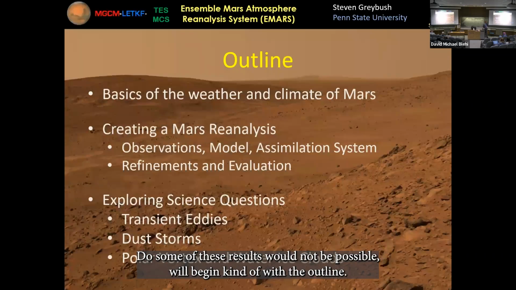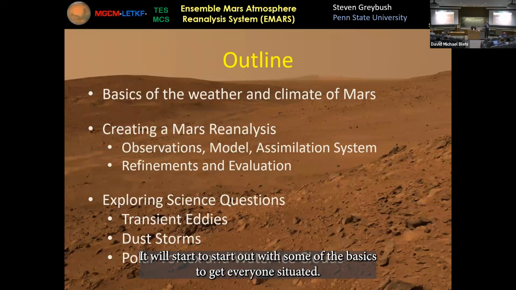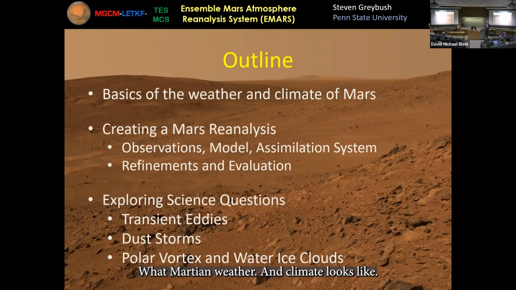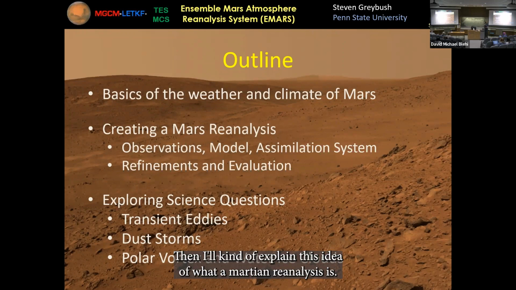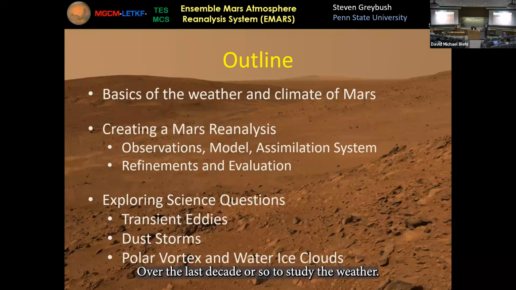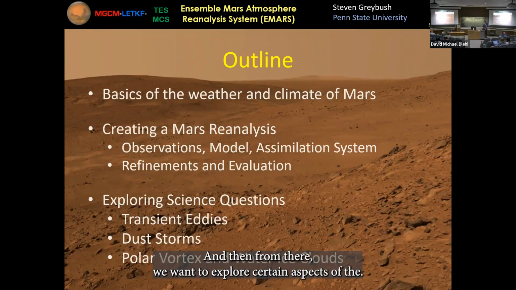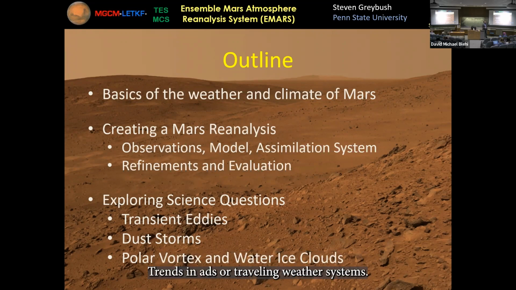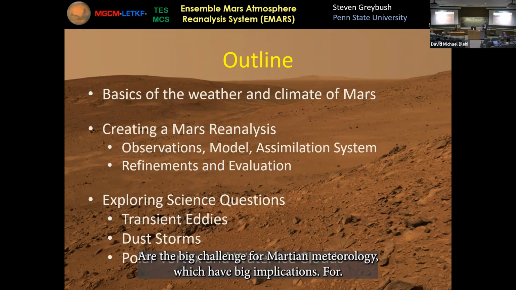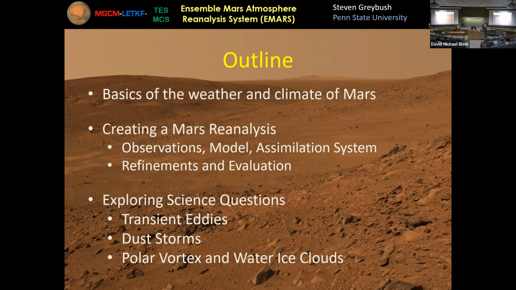So we'll begin with the outline here. We'll start out with some of the basics, just to get everyone situated on what Martian weather and climate look like. Then I'll explain this idea of what a Martian reanalysis is. This is the product that my group has been creating over the last decade or so to study the weather. And then from there, we want to explore certain aspects of the weather: transient eddies, or traveling weather systems, and dust storms, which are the big challenge for Martian meteorology and have big implications for spacecraft operations on the planet. And then we'll look at some other topics should time permit.